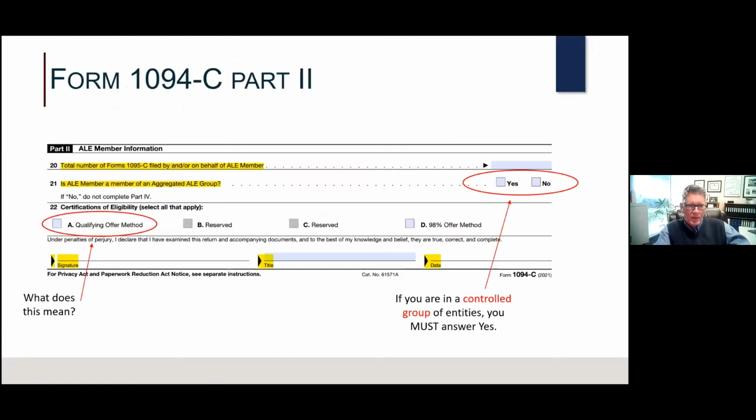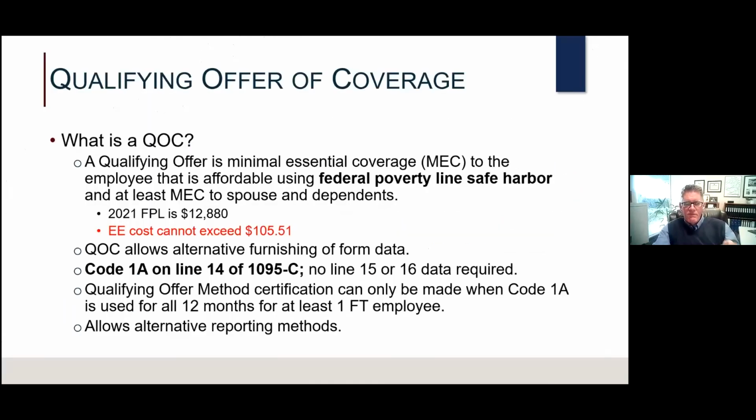The other thing I want to talk about is qualifying offer method. I get lots of questions about this checkbox. Should we check it? Should we not check it? A qualifying offer of coverage is a special kind of medical insurance offer, which primarily has a driver related to the cost of coverage to the employee for employee-only coverage. And that cost of coverage can't exceed more than the affordability percentage applied to the Fed poverty line earning number for that given tax year.